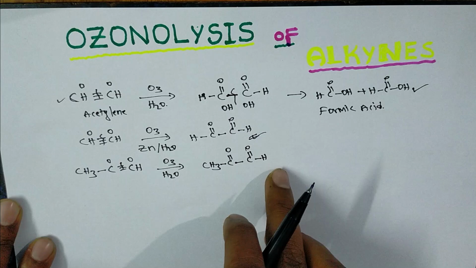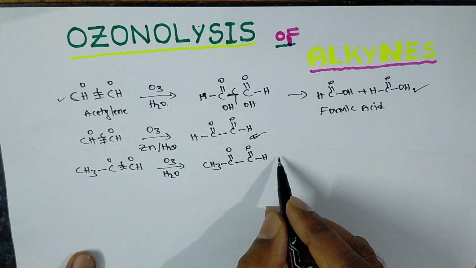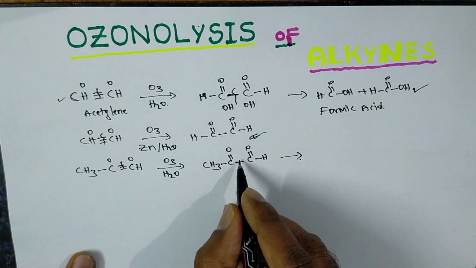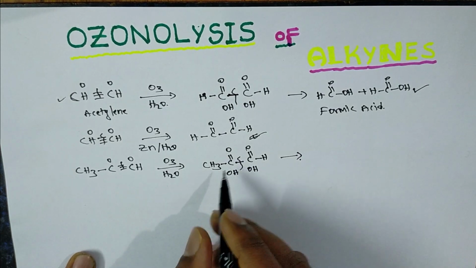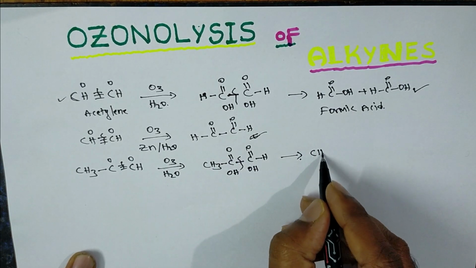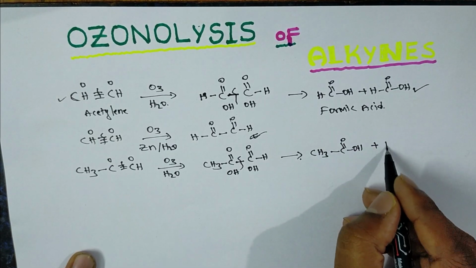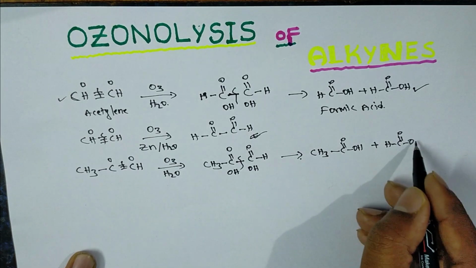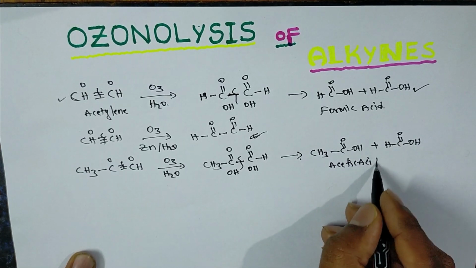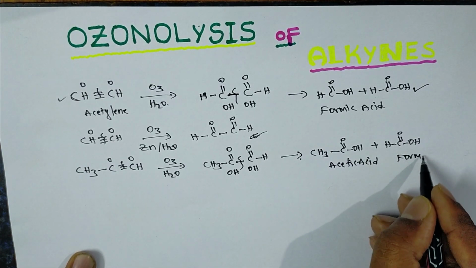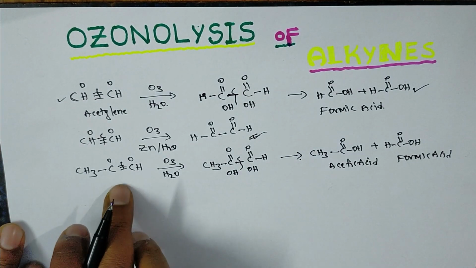In this reaction H2O2 is also formed. This H2O2 oxidizes the compound, putting OH and OH. So we get CH3COOH plus HCOOH. This is acetic acid. This is formic acid.